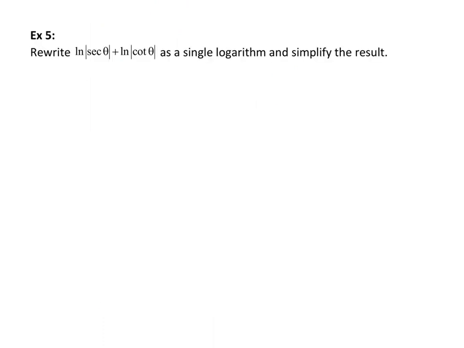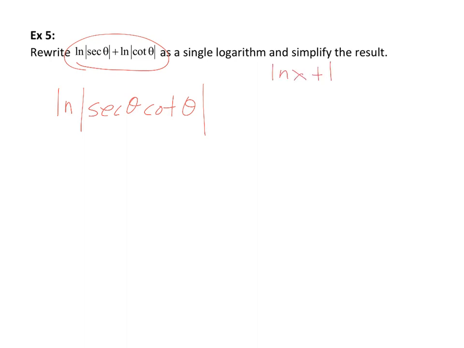And the last one. Okay, this looks a bit crazy. Don't freak out though, it's just absolute values. So here I have a sum of logs. You can rewrite a sum of logs as a product. Secant theta, cotangent theta. Okay, just a little reminder on the side. Ln of x plus ln of y is equal to ln of x times y. All right, that's a logarithm property. Could go back to your yellow sheet to refresh your memory with those.